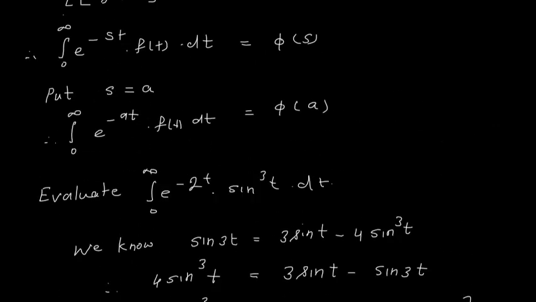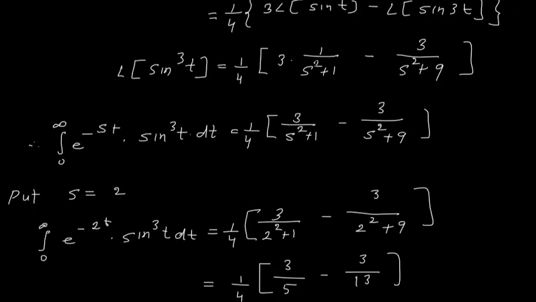Let us take one more problem of this type, evaluation type. Okay. So we have to evaluate, the problem is: evaluate the integral from 0 to infinity of e power minus 2t into t power 5 into cos hyperbolic t dt. Okay. So integration of t power 5.